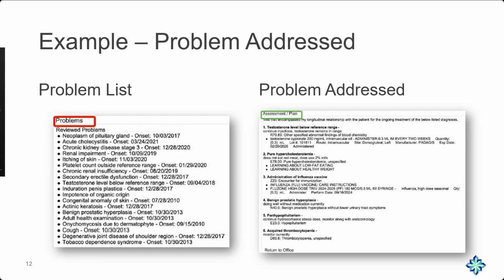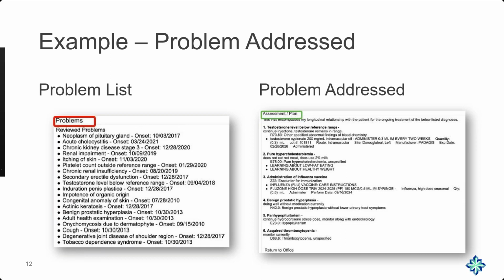Now, this is not a one-size-fits-all. This is not how it has to come in. CMS nor MACs have templates for what this should look like, but this is an example of something that came in on a review and did support the level of service and did support the level of code that was billed, because it was clearly outlined what problems were addressed in that encounter.